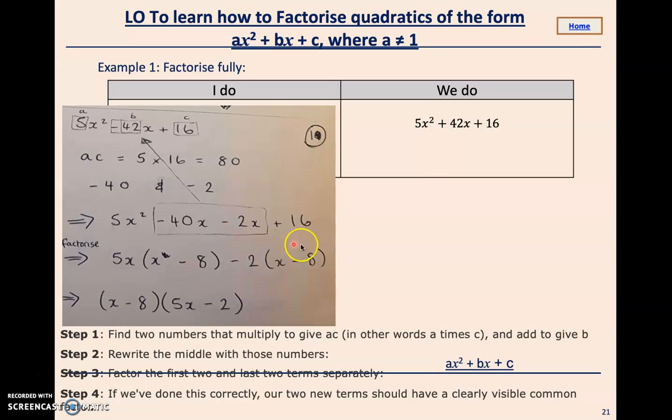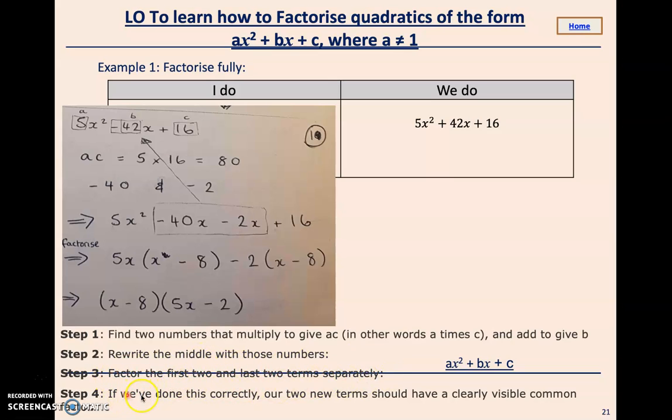In our next set of terms, we know that we can take out 2. So let's take out negative 2. Then we're left with just the x for the first term. For the second term, we are left with negative 8. So let's check again. Negative 2 times x gives us negative 2x. Negative 2 times negative 8 gives us positive 16. So now, let's have a look. Factor the first two and the last two terms separately.